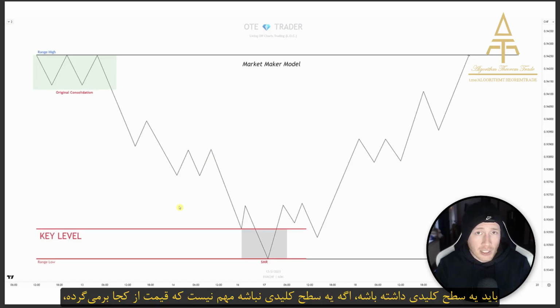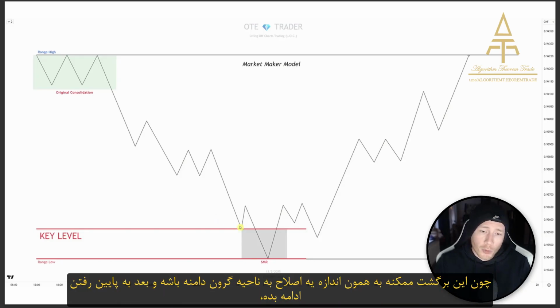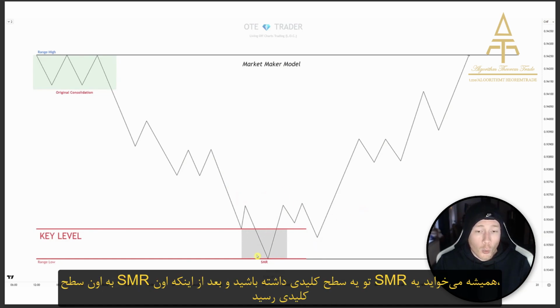It needs to have a key level. If there's not a key level, it doesn't matter where price reverses from, because this reversal might as well just be a retracement back to premium of the range and then keeps declining down. You will always want to have a smart money reversal at a key level.